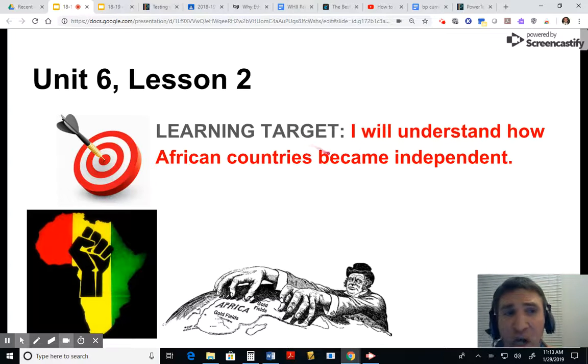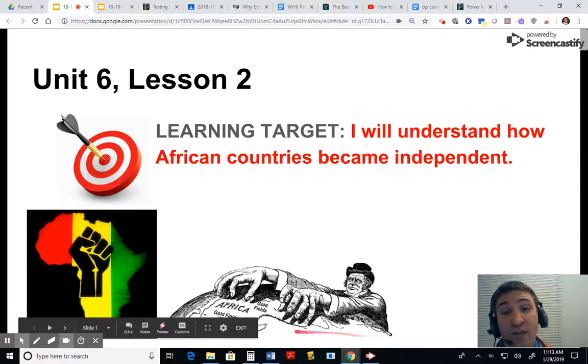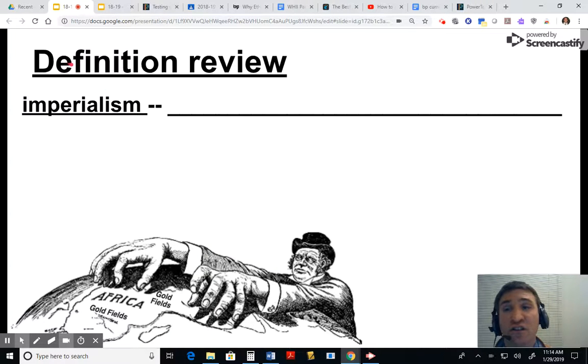First, the learning target. I will understand how African countries became independent. Last lesson, we talked about resistance to European imperialism. And today, we're going to get more specific as to how that resistance turned into real independence movements for the continent of Africa. First, a definition review of imperialism.